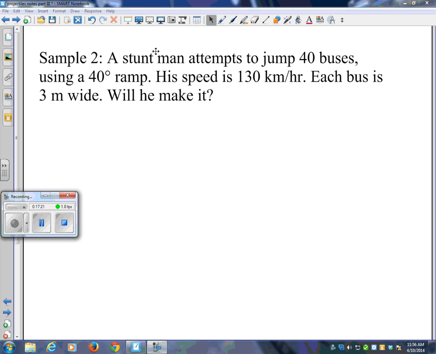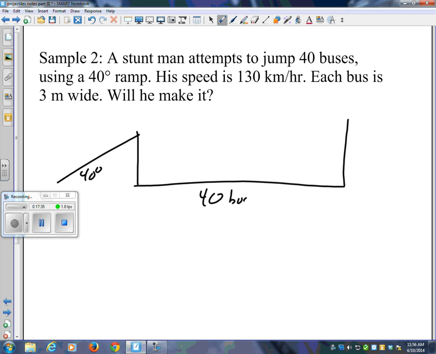Here's a second sample. This one isn't really the off-the-cliff kind, but very similar. A stuntman attempts to jump 40 buses using a 40-degree ramp. Each bus is 3 meters wide. His speed is 130 kilometers per hour. Will he make it? He's on a motorbike. Didn't say that. Oh, you're going to jump 120 meters. You guys want to try this one on your own? Give it a whirl.